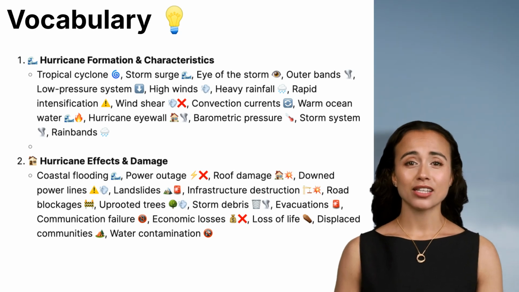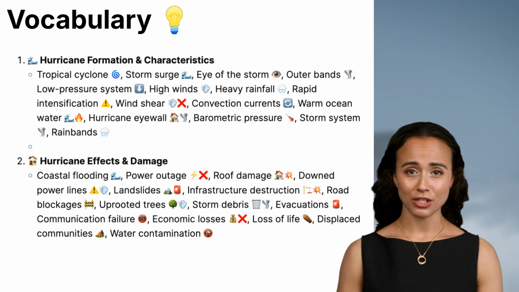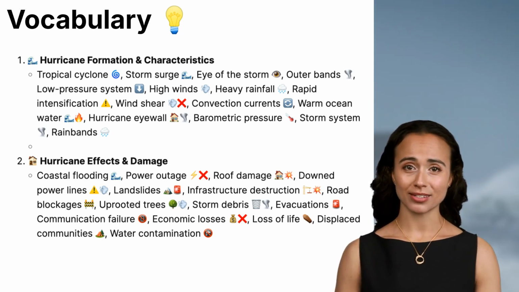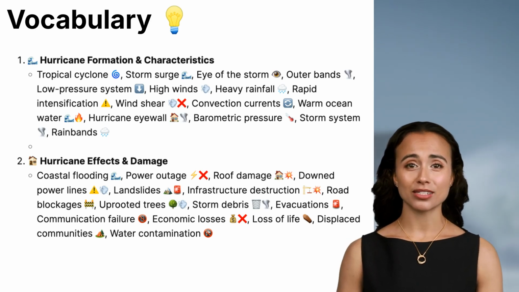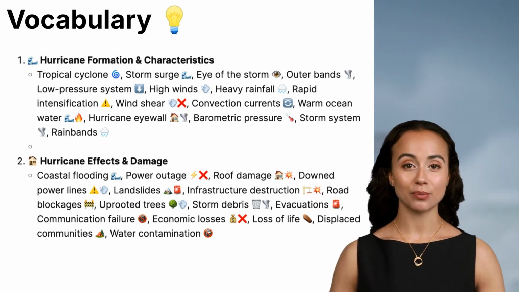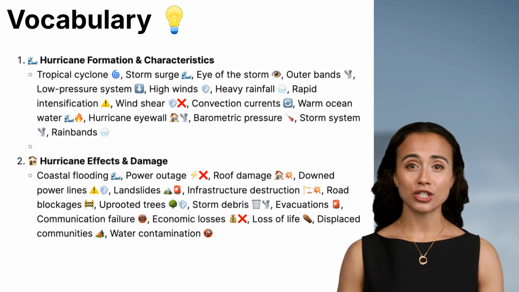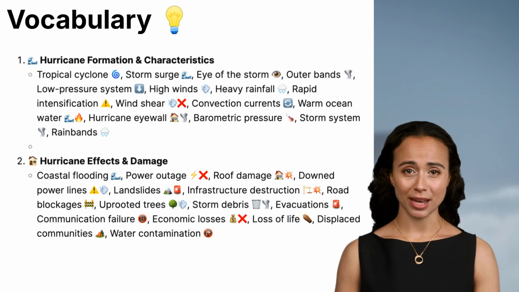Road blockages, streets covered with fallen trees, debris, or floodwaters, preventing travel. Uprooted trees, trees that are torn from the ground due to strong winds. Storm debris, wreckage, fallen trees, and scattered objects caused by a hurricane. Evacuations, the process of moving people to safer locations before or during a hurricane. Communication failure, a loss of phone and internet service due to storm damage.